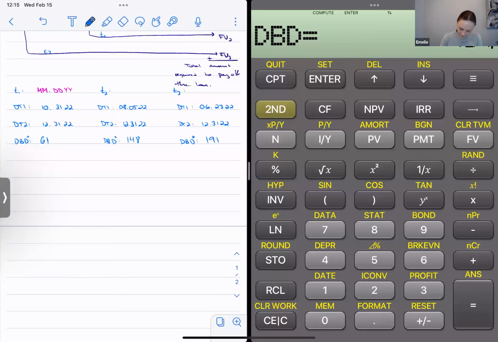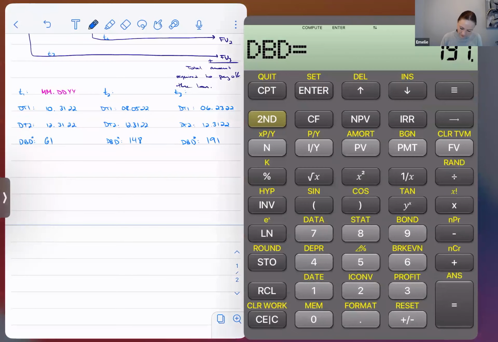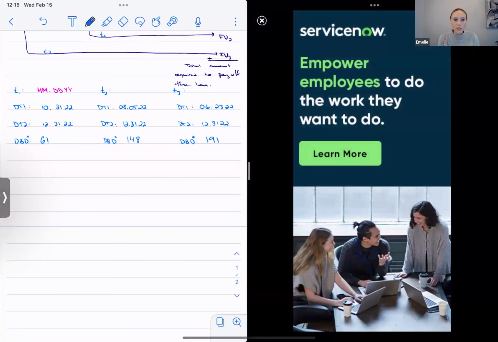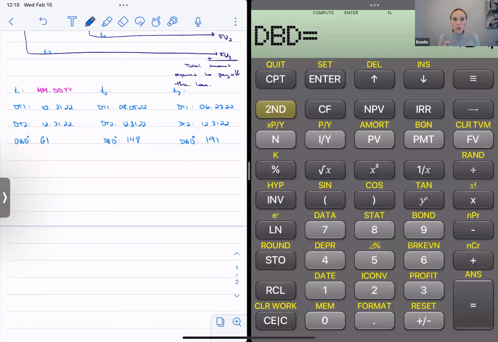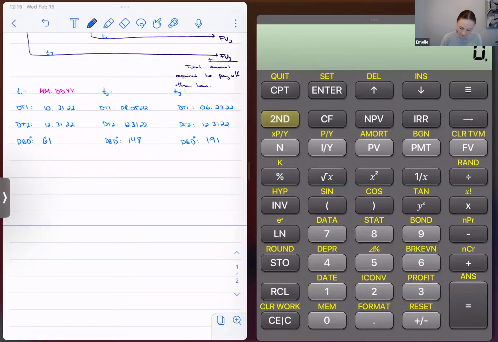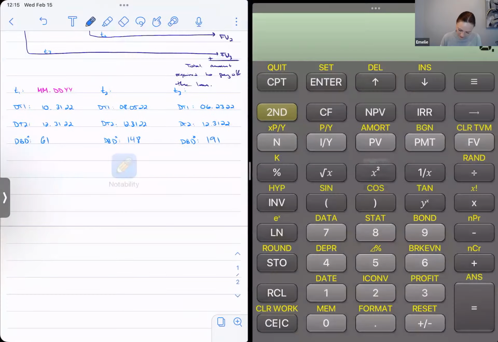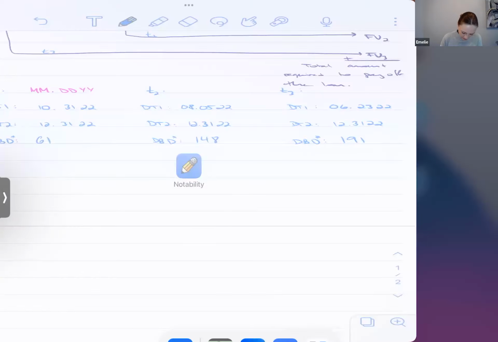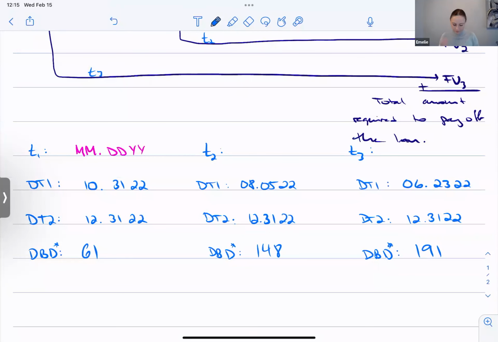Nice. Now I'll just show you how to leave the days between dates function. You hit second compute, which is the quit function. So second quit, and that just puts you back into regular calculator mode. So now I'm going to put this down.